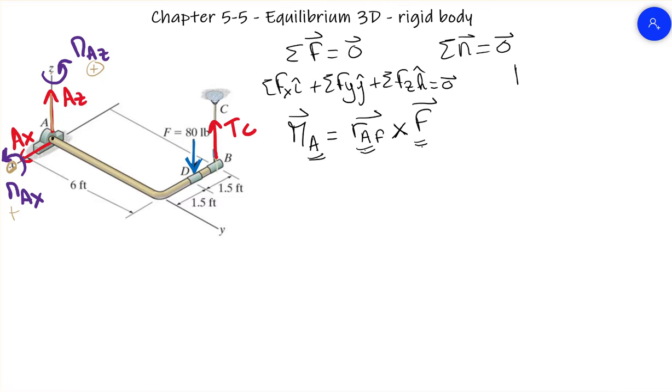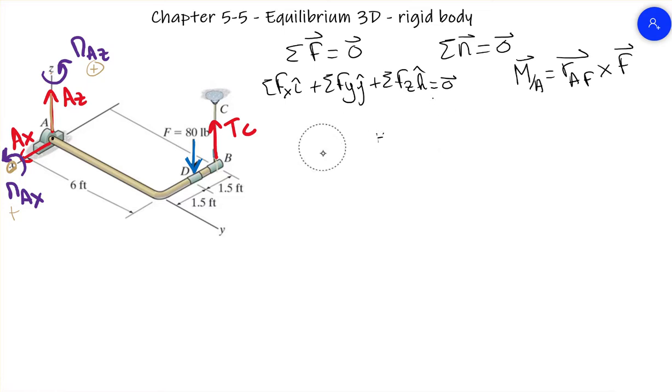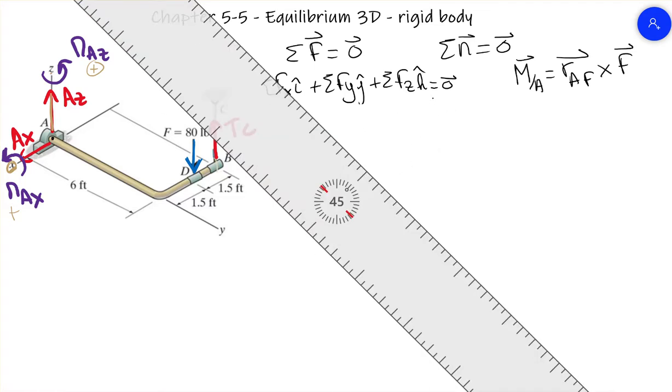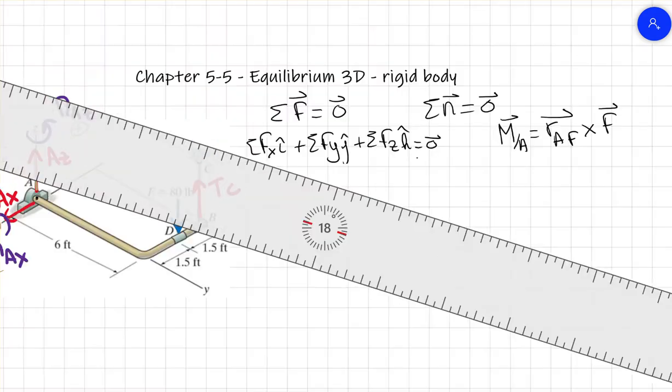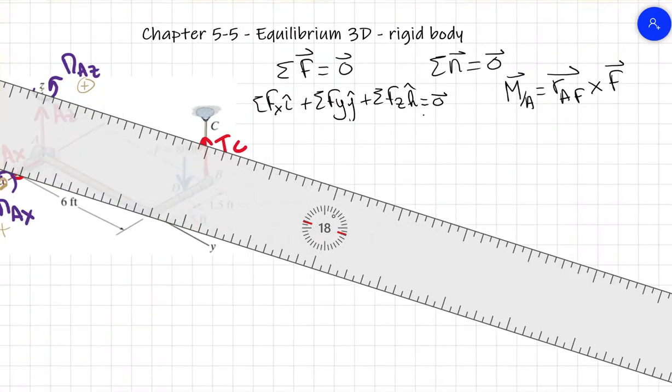Okay, so let me rewrite the moment about A. It's equal to R from A to the force, cross product of the force. And my advice is to do a table. So I will do the table. I will show you what I put in my table.